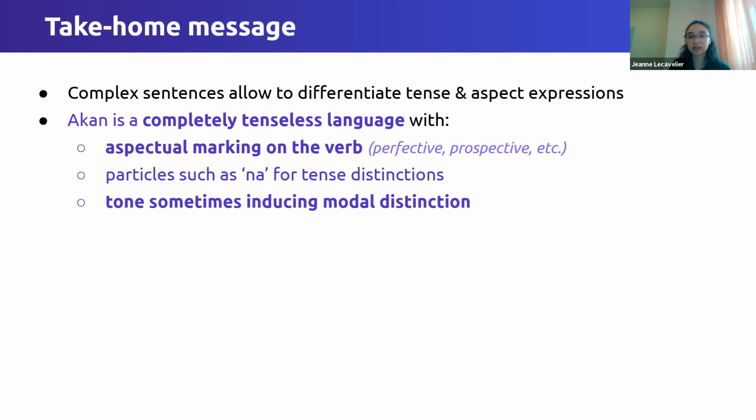And of course, regarding the aspectual marking in general, the tone can sometimes induce a modal distinction. And finally, there was a major two-way distinction between prospective and non-prospective in Akan, a frame in which all other aspects are coded.